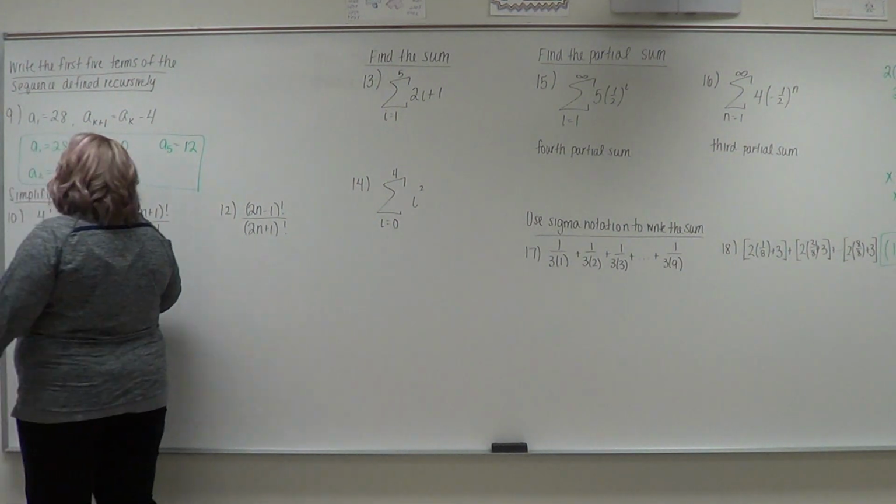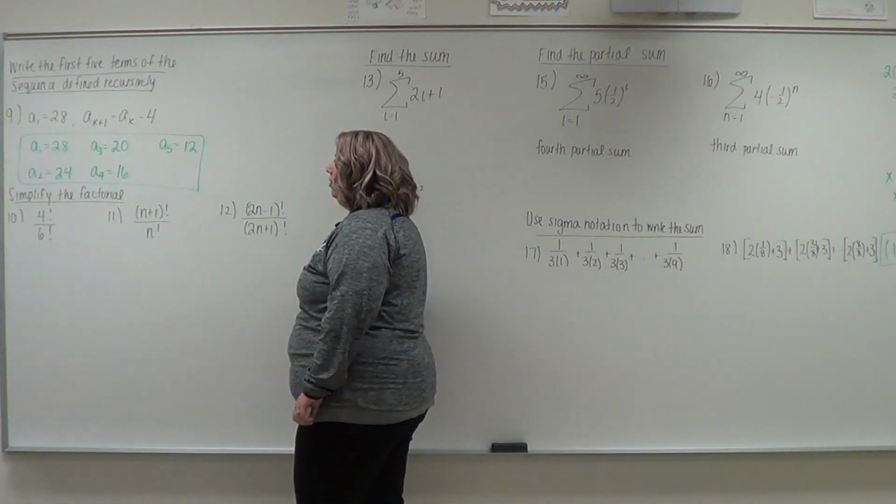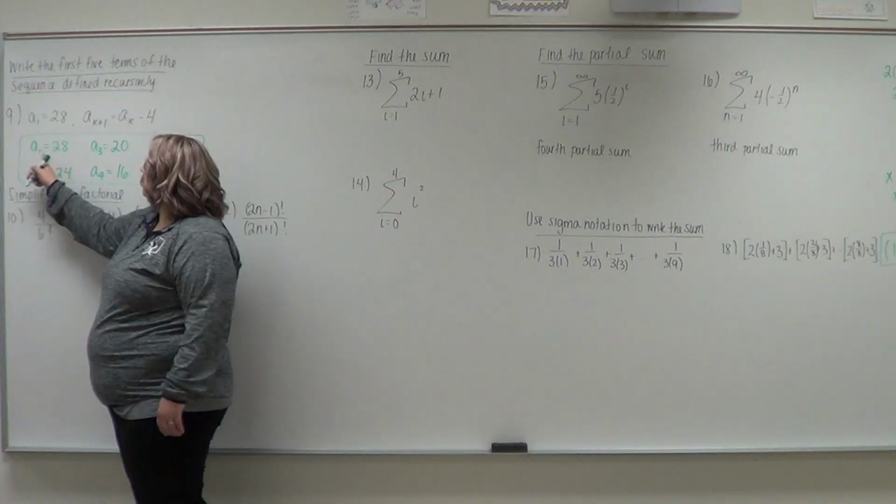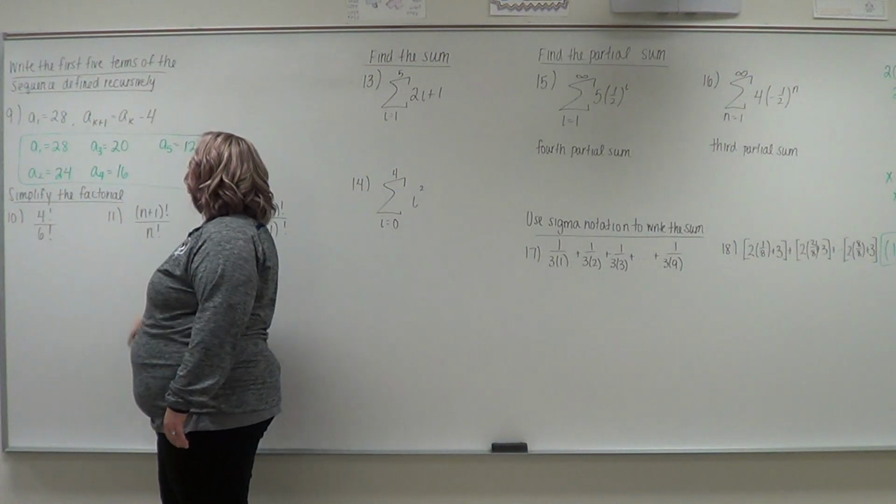Okay, they're always going to give you at least the first term to start out with. They might give you more than one term. So if you're trying to find the first 5, they're going to give you the first one. They have to in order to be able to do it recursively.